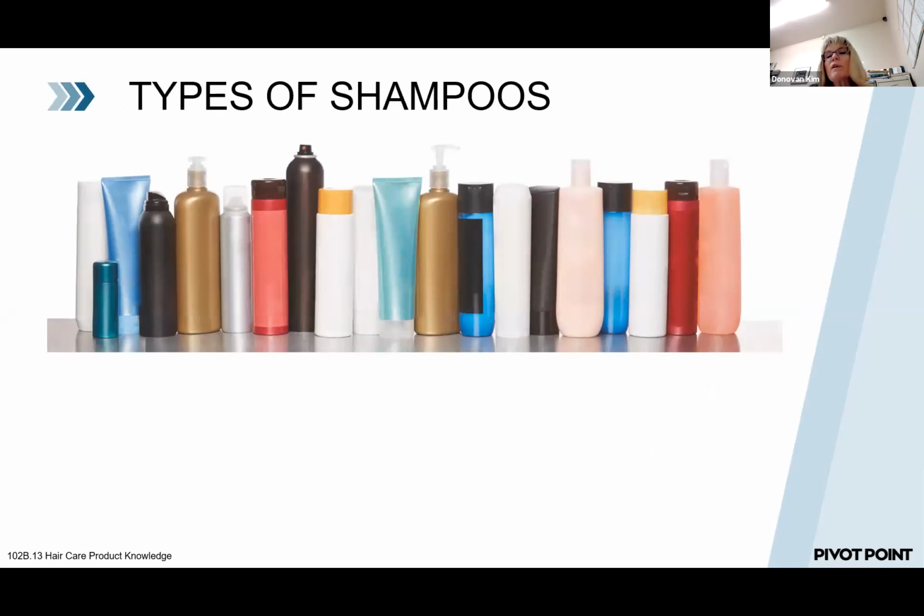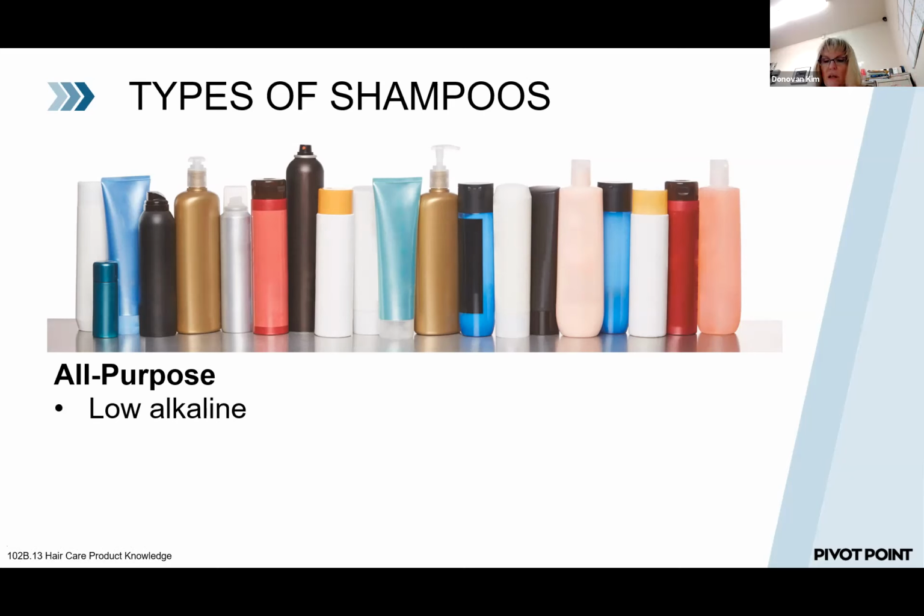Okay. So this is where the shampoos make a difference with the type of water that someone has. There are all types of classifications of shampoos. When was the last time you looked at the shelves of shampoos and saw how many different shampoos are out there?